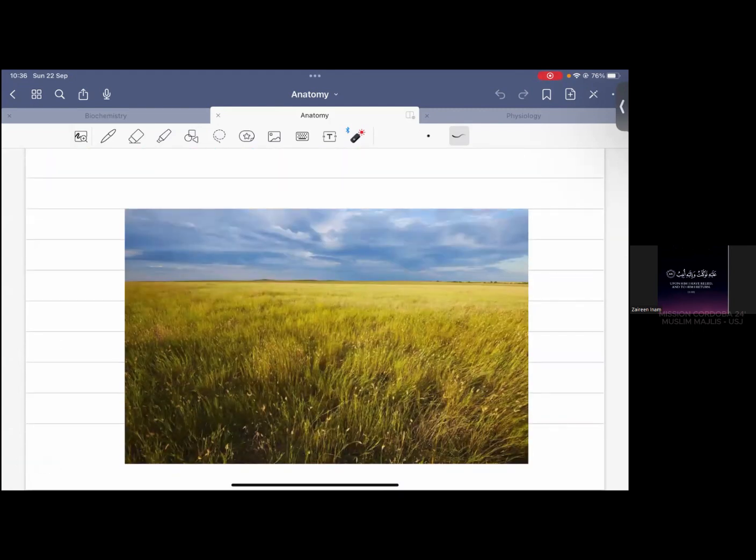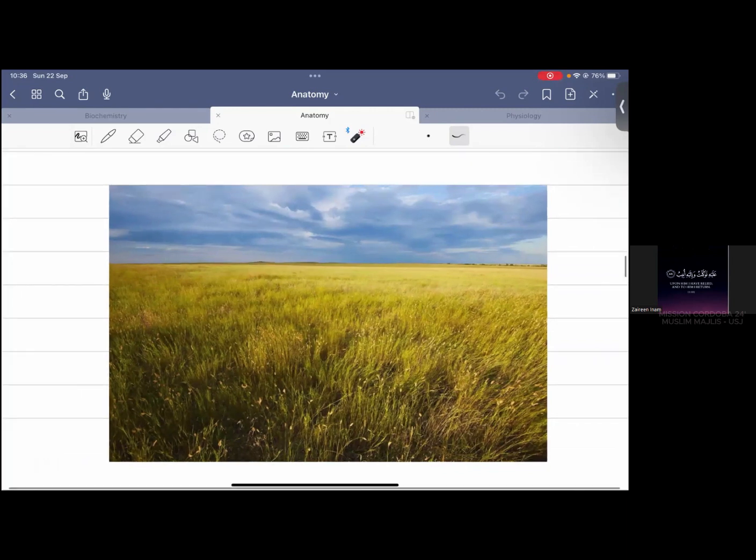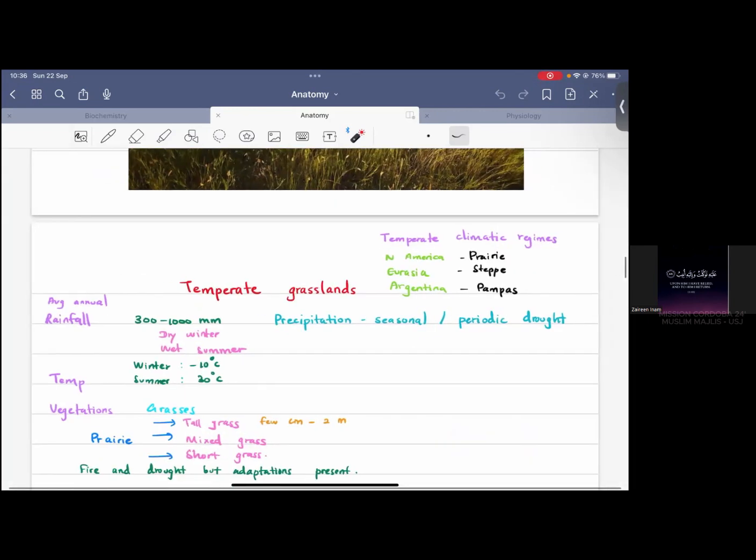The next biome, the fifth biome, is obviously not in Sri Lanka. This is the temperate grassland, in the temperate area. They are distributed in the temperate climatic region, which is intermediate to those that support forest and desert. These grasslands are found in North America, where they are known as prairie. When found in Eurasia, they are known as steppe. If found in Argentina, they are known as pampas. So these are the different names given for temperate grasslands in different areas. That's all. Don't confuse this.